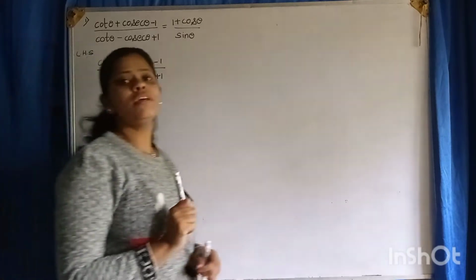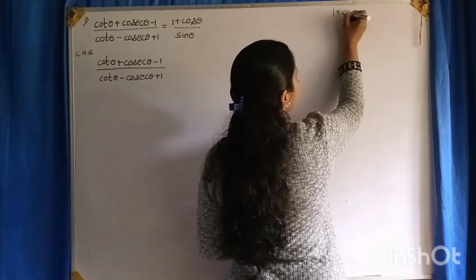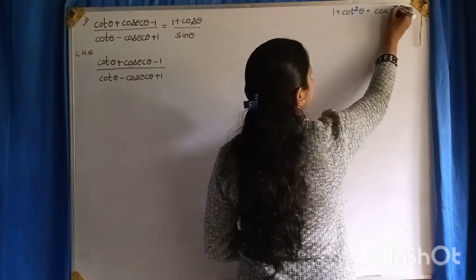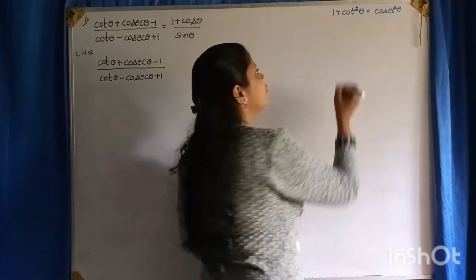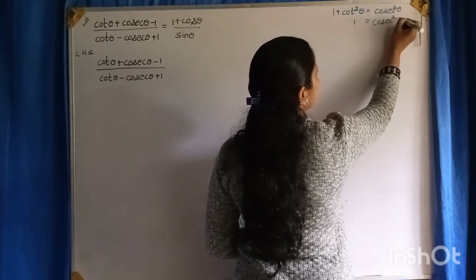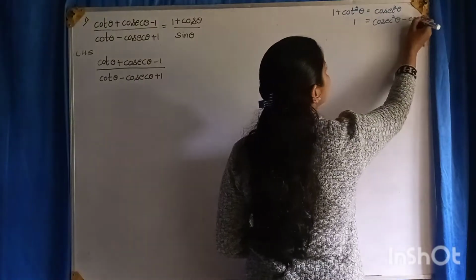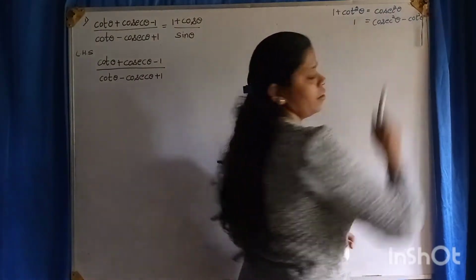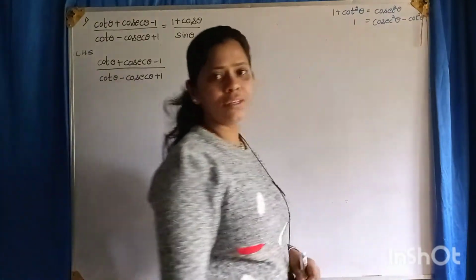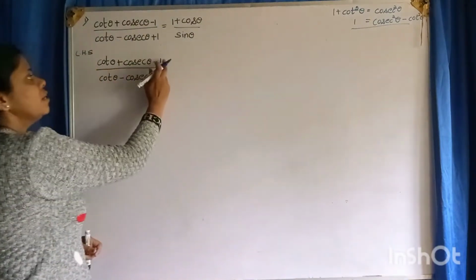We know that 1 plus cot square theta is equal to cosecant square theta, right? Now 1 is equal to cosecant square theta plus cot square theta, it will go this side and it will become minus cot square theta. Now 1 is equal to cosecant square theta minus cot square theta. Now replace this value here.